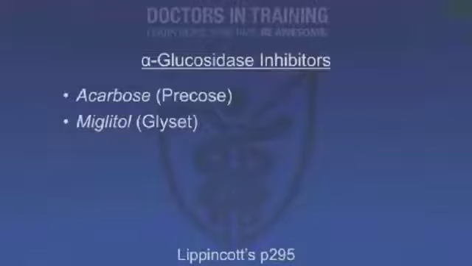Skipping down to page 295, we'll talk about the alpha-glucosidase inhibitors. Now these are drugs that are also not widely used, and you'll see why when we talk about some of the side effects. The drugs we're talking about include acarbose and miglitol. The mechanism of action of these drugs, they have no effect on insulin secretion. They have no effect on insulin sensitivity. They cannot cause hypoglycemia, which is a good thing.